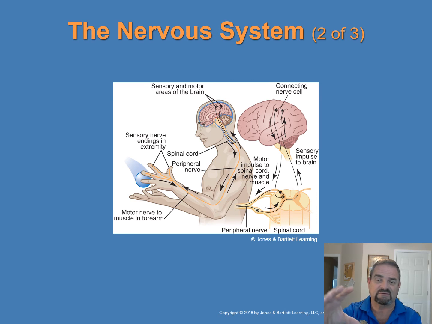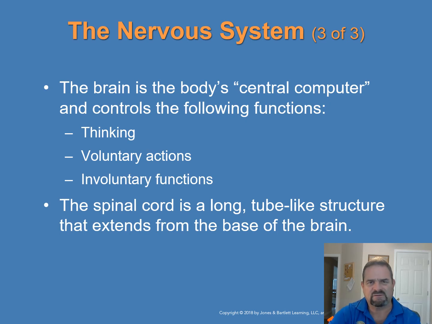Another example is when you're reaching out to grab something and you feel that it's hot. The sensory nerves send it to the brain, and then the brain sends down to the motor nerves: don't touch that, it's hot. So that's a good example as well. All right, so the brain is the body's central computer and controls the following functions: thinking, voluntary actions, and involuntary functions. The spinal cord is a long tube-like structure that extends from the base of the brain and runs down through the vertebrae. We talked about that. And then it branches off into all the different nerves that go to all the different structures of the body.